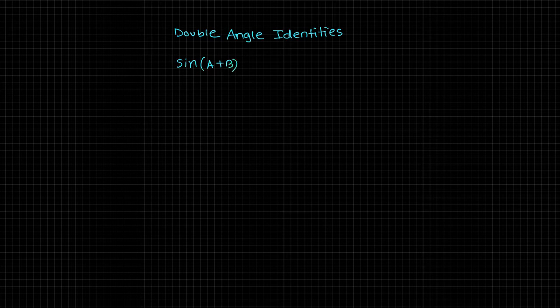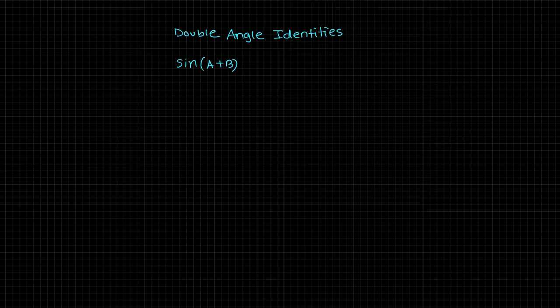So today we are starting double angle identities. Now a double angle identity is in a form where a trig function contains two angles added together. For example, I can write sine A plus B. So this is one type of double angle identity, right?